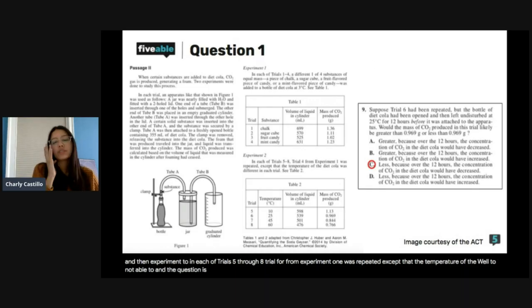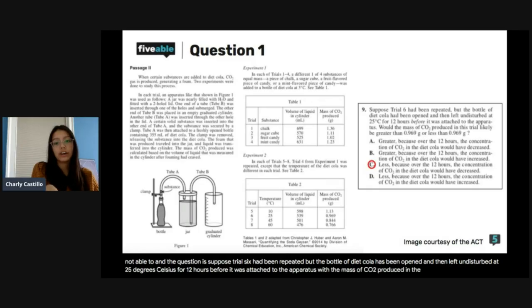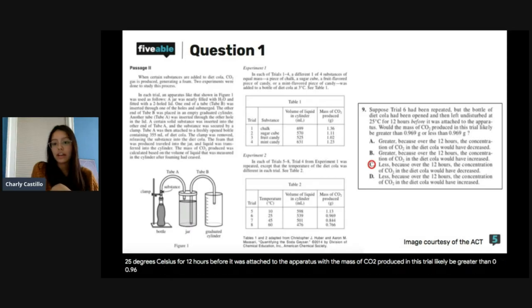And the question is, suppose trial 6 had been repeated, but the bottle of Diet Cola had been opened and then left undisturbed at 25 degrees Celsius for 12 hours before it was attached to the apparatus. Would the mass of CO2 produced in this trial likely be greater than 0.969 or less than 0.0969?